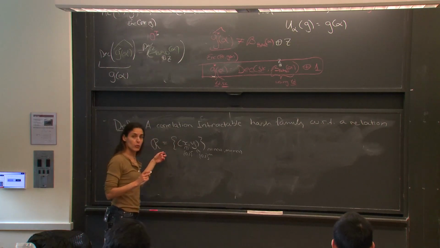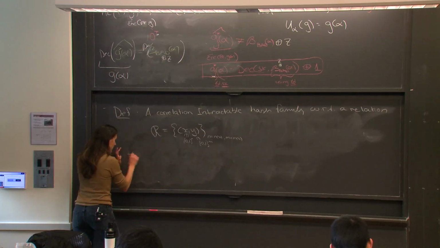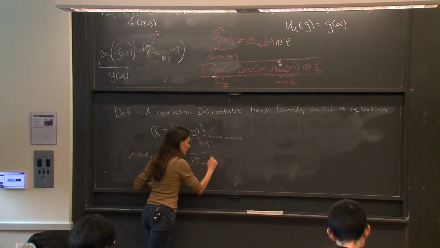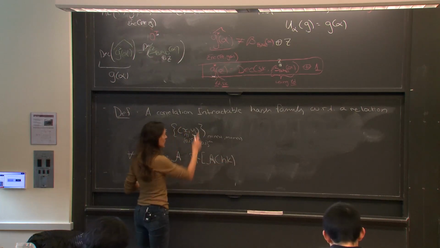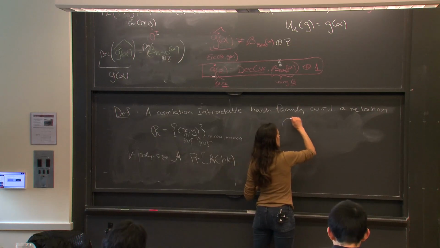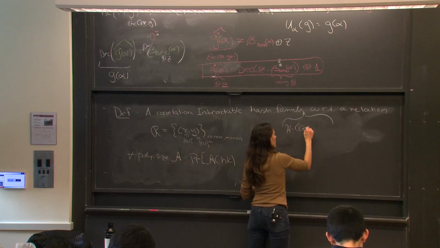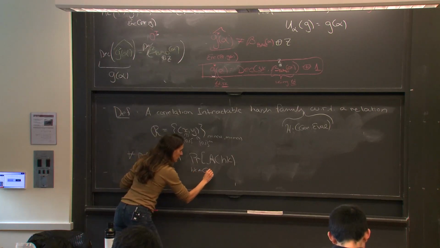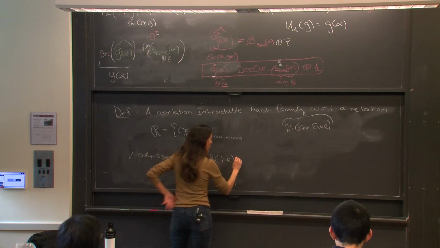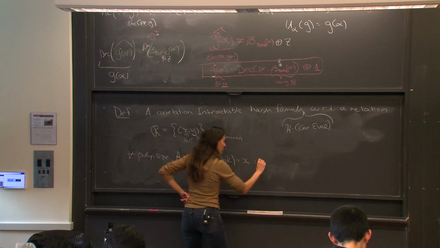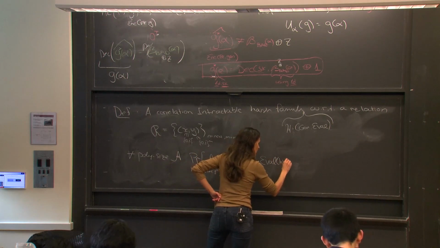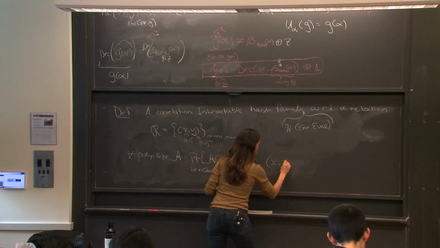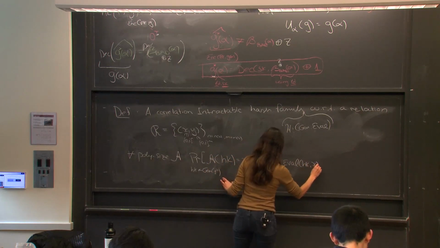And the hash family is correlation intractable with respect to this relation if, essentially, for every poly-size adversary, the probability that this adversary, who gets a hash key, there's a hash family, let me call it H, that has Gen and Eval, the adversary gets a hash key generated according to Gen, and his goal is to output X such that X comma Eval of the hash key on X is in R.